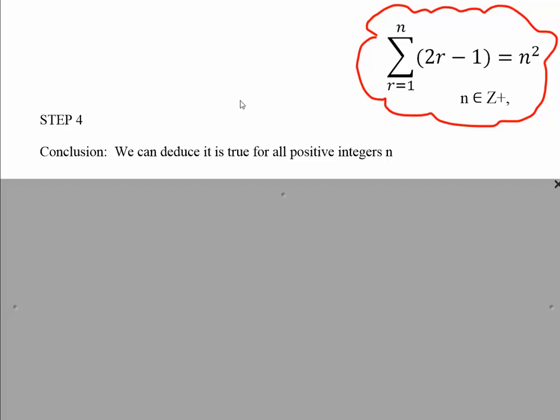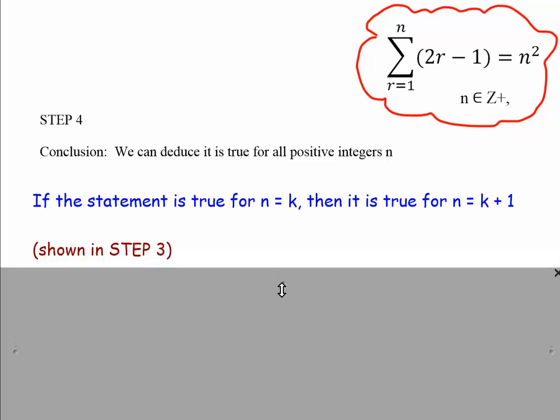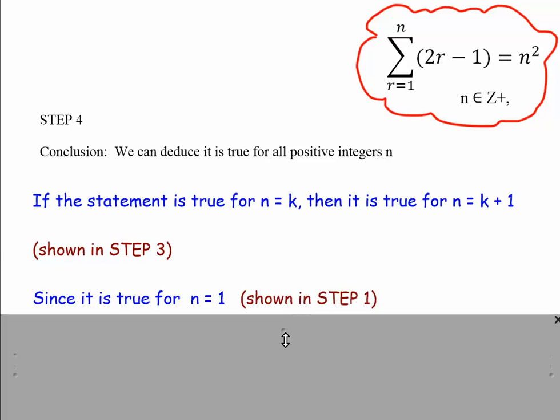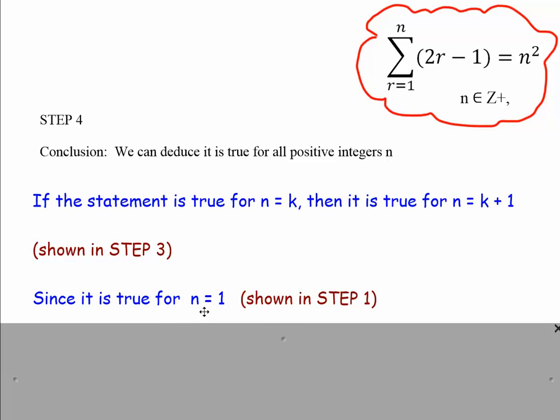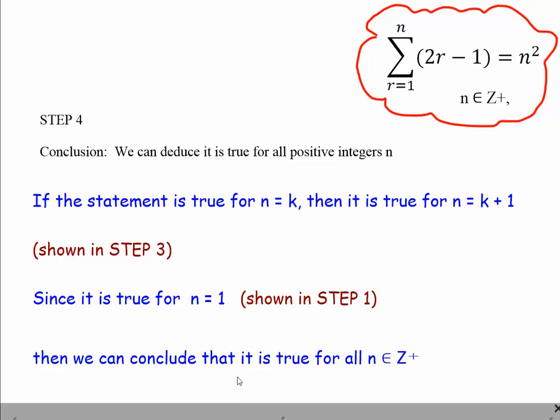So next step is step 4. All we need to do now is write a conclusion. So we can deduce that it's true for all positive integers n. So if the statement's true for n is k, then we've shown that it's also true for n equals k plus 1, which was shown in step 3. Since it's true for n equals 1, which was shown in step 1, then we can conclude that it's true for all n is a member of the positive integers. And that's our proof by induction.